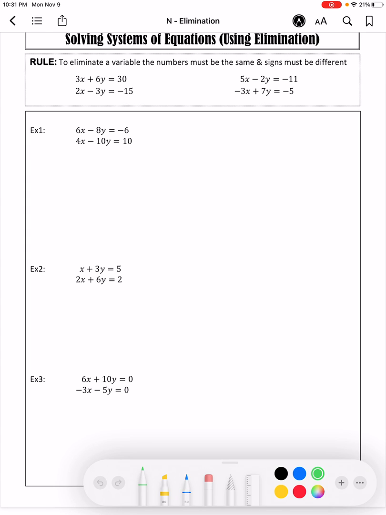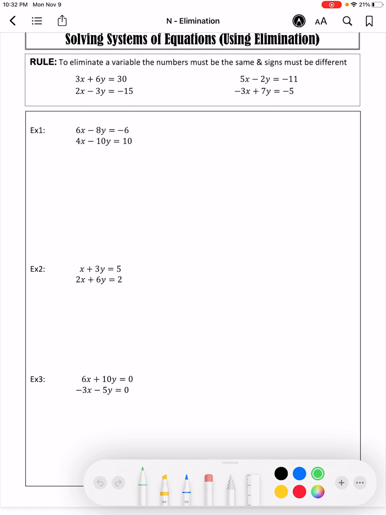All right, we're going to be looking at how to solve systems of equations, and instead of graphing them, this time we're going to look at a process called elimination. The idea of elimination is to temporarily get rid of one variable so that we can solve for the remaining variable and then go back and use that answer to help us find the second number.